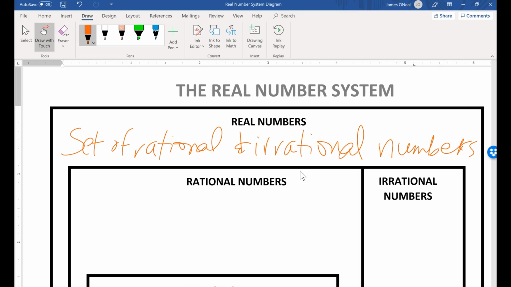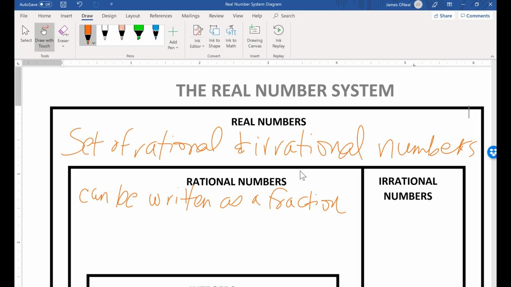So that means nothing if you don't know what a rational number is and if you don't know what an irrational number is. So let's talk about rational numbers. Rational numbers are numbers that can be written as a fraction. Those are rational numbers. Numbers that can be written as a fraction.